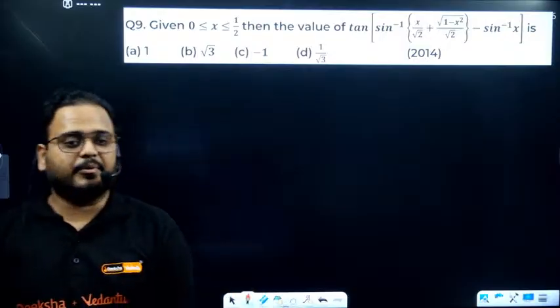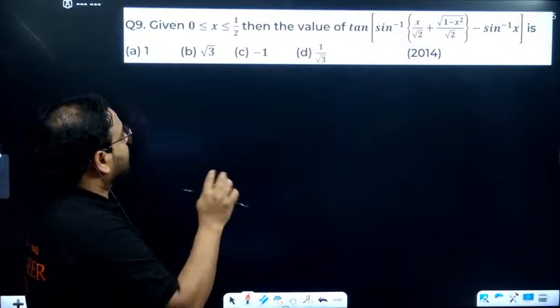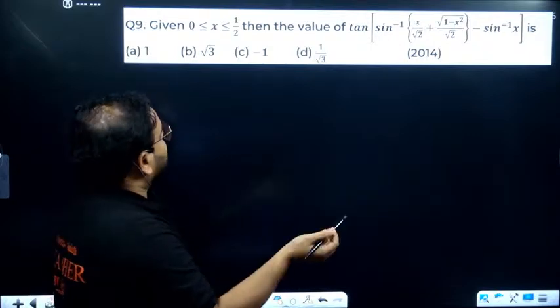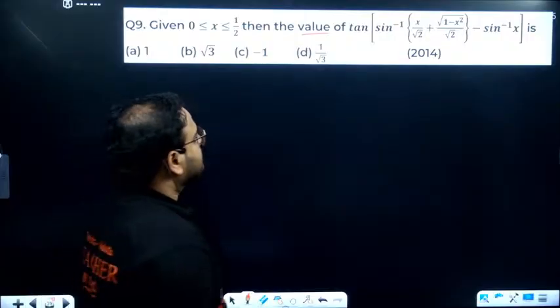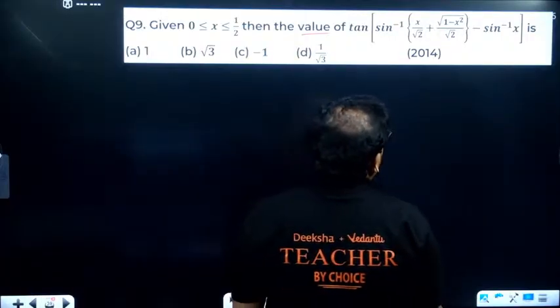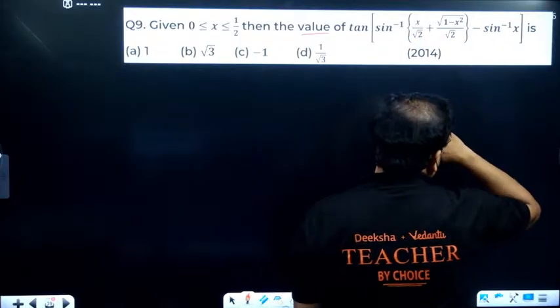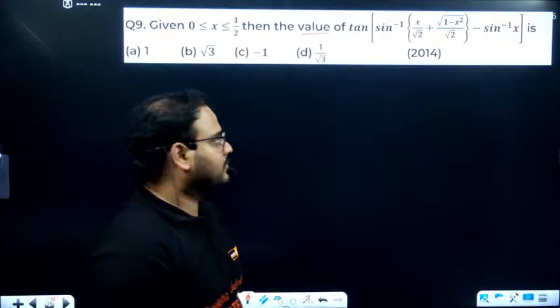Given x is between 0 to 1 by 2, for what condition? So what value of x will be true? So what is the value of this? Sorry, not what value of x. We have to find the value of this. My bad. Okay. So we can see over here, we have x, this also sine inverse, and this is also sine inverse. So I need to get rid of x, right? If you're solving it, I need to remove the variable part.